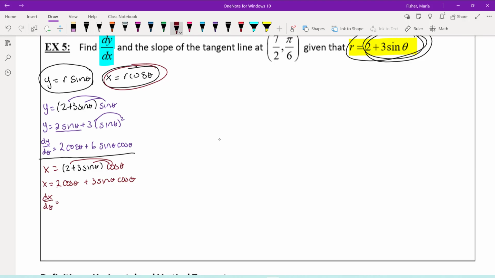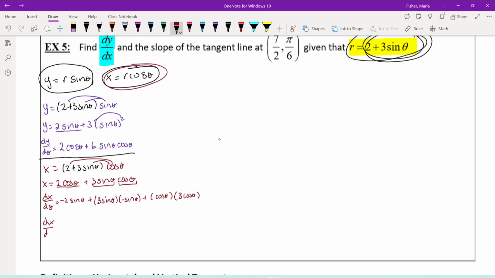Dx/d theta is going to equal, well, the derivative of 2 cosine of theta is negative 2 sine of theta. Here I have to be careful. I have to use the product rule. So it's going to be the first, which is 3 sine of theta, times the derivative of the second. The derivative of the cosine is that negative sine, plus the second, which is the cosine of theta, times the derivative of the first, which is 3 cosine of theta.